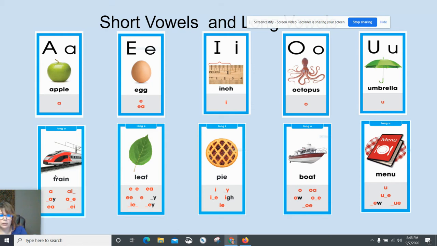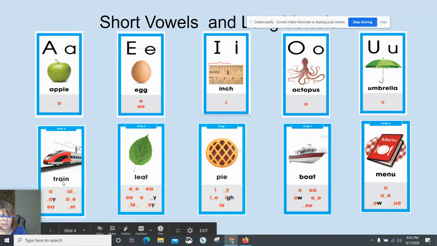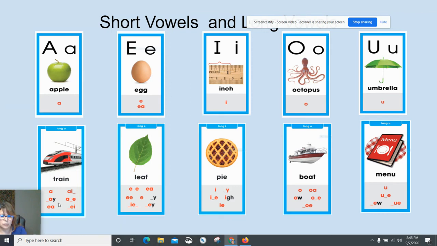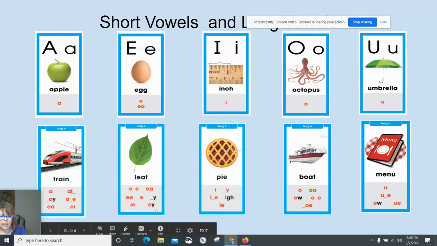But if you look at the train card, for the long A sound, there are all these kinds of spellings, and we're going to talk about different spellings as we move along. Also for the leaf, we have all these different spellings that I will go over as we start looking at them, so that you can see the sound that they make and why they make that sound. We have the pie, the boat, and the menu, all with these spellings. We're going to talk about it in more detail as we start our lesson.